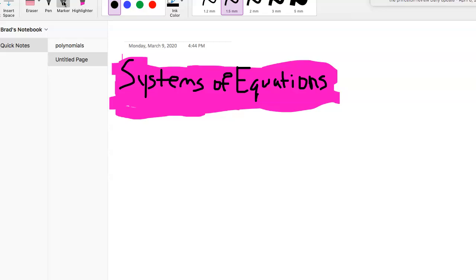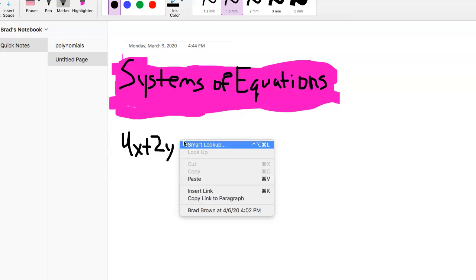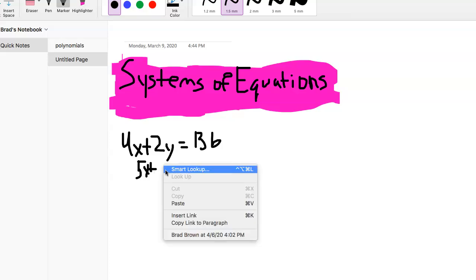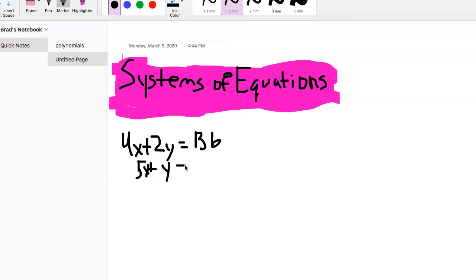Now for the second one, we have a little bit trickier. 4x plus 2y equals 136. And the second equation, 5x plus y equals 221. So what do we do here?